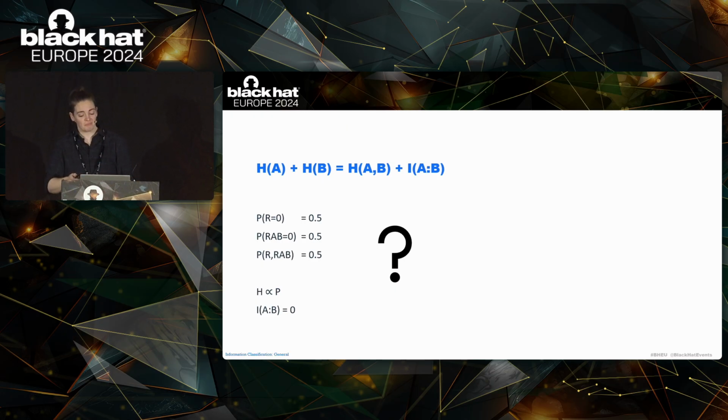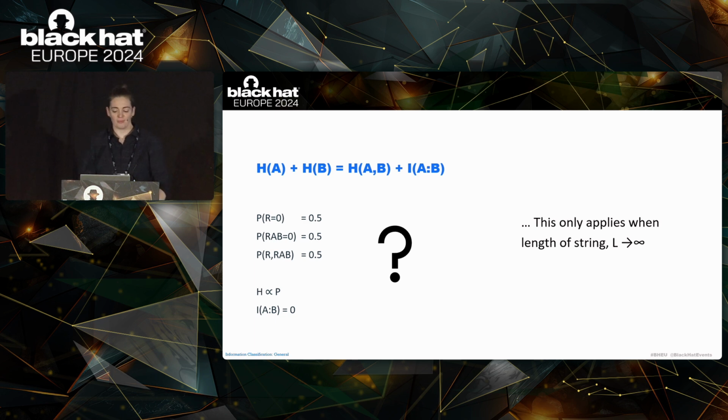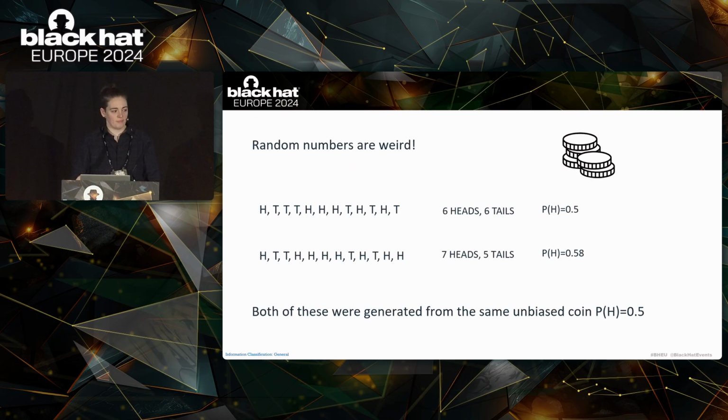So what's going on here? Well, this only applies when the length of the string tends to infinity. And that is because random numbers are weird. These 2 strings here have been generated from the same unbiased coin. But one of those strings has exactly 50-50 heads and tails, and the other string doesn't. It has something a bit different. So actually, the probability of this one down here is 0.58.